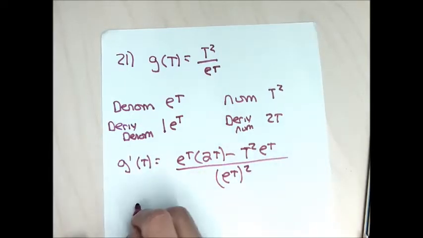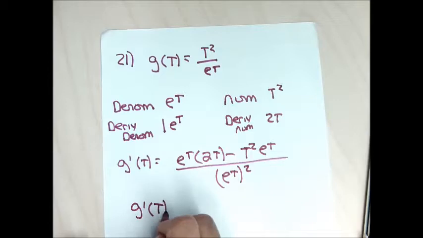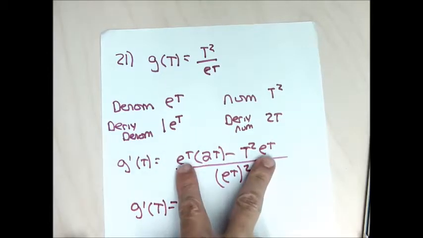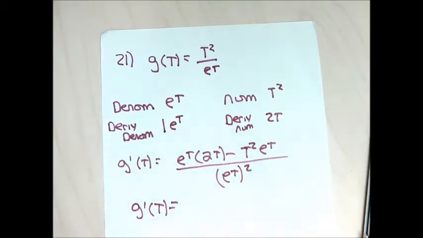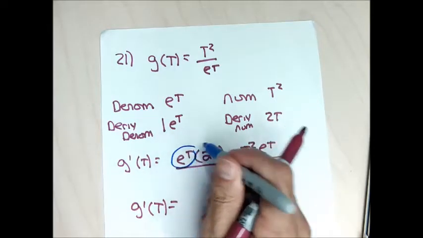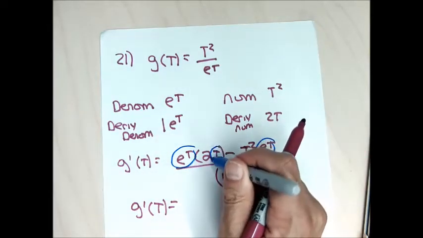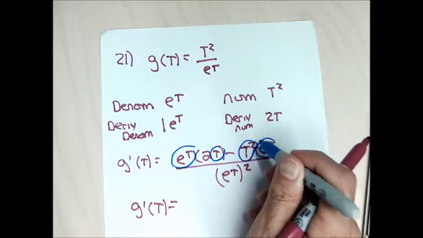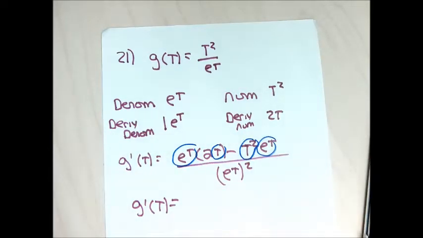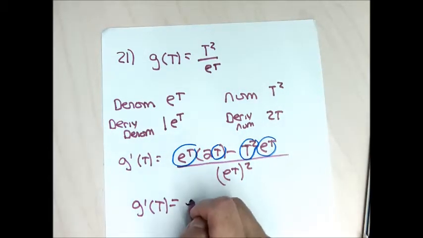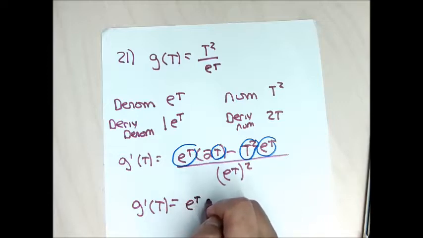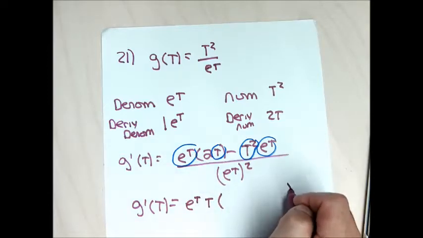Now common factor. In the numerator, there's a common factor of e to the t because both pieces on either side of the minus sign have an e to the t. And there's a common factor of a single t because there's a t on either side of the minus sign. So I'm going to factor out an e to the t and a t, write my parentheses.